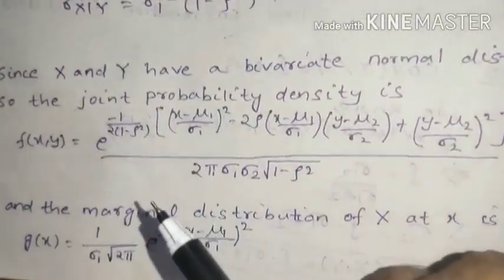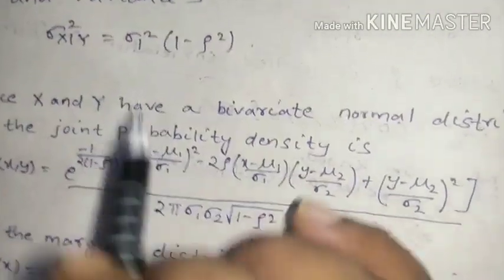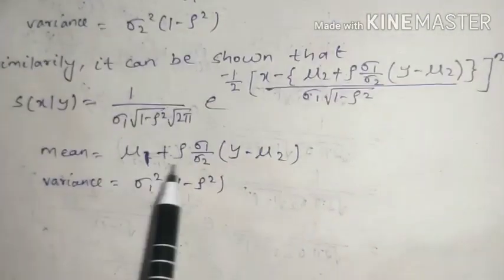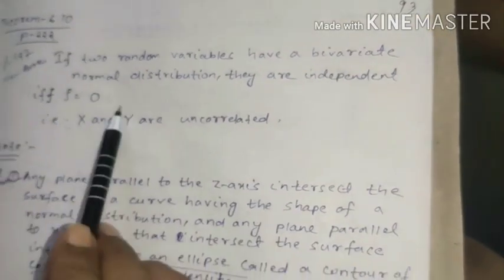The correlation regression formula must be taken, you have to take this formula. Mu X given y is mu 1 plus rho sigma 1 by sigma 2 into (y minus mu 2), and the variance is sigma 1 square into (1 minus rho square). Uncorrelated means rho is equal to 0. In a similar way, we have to find out the regression of X on Y.